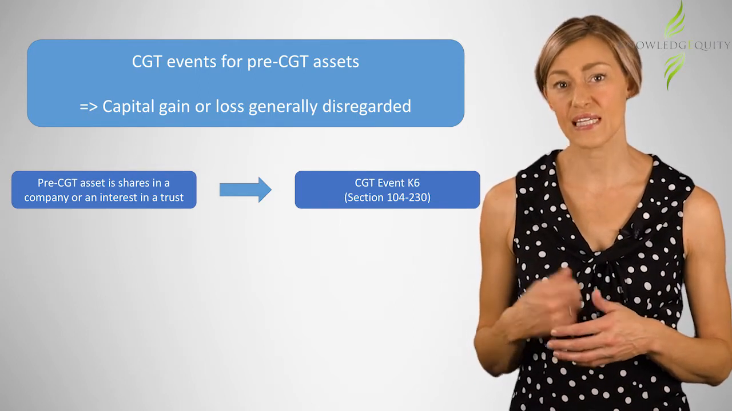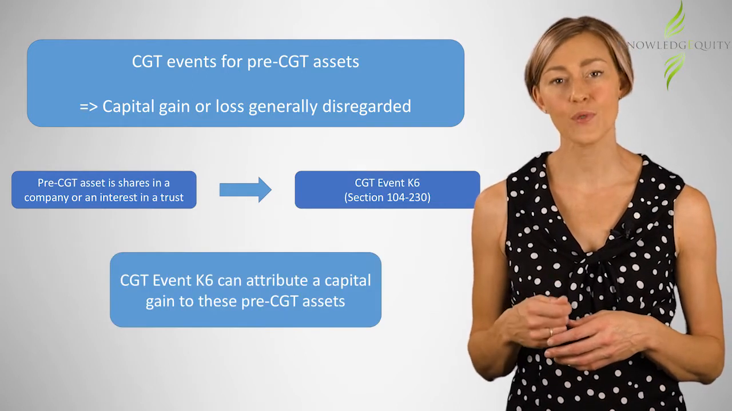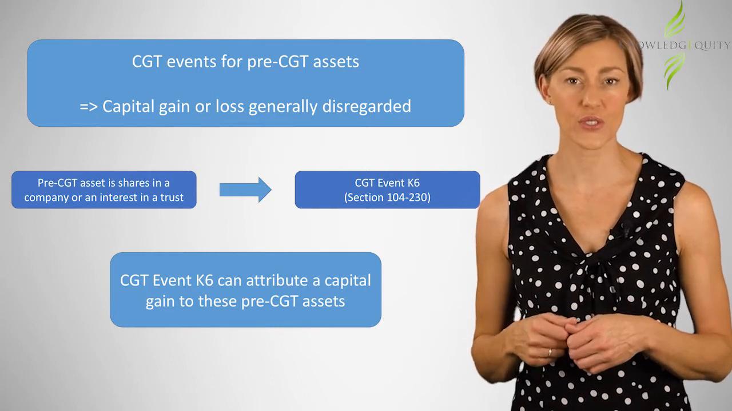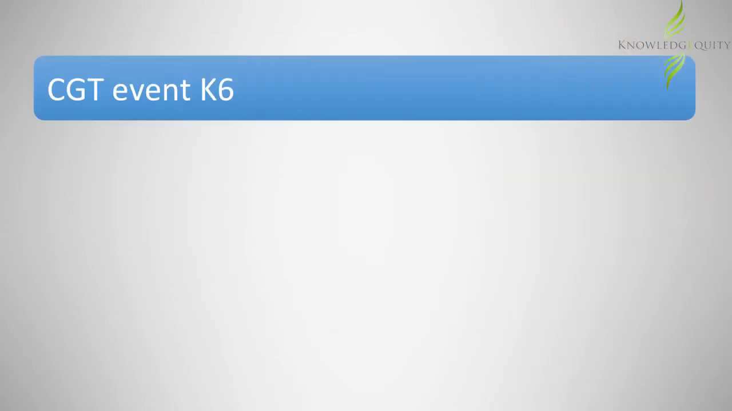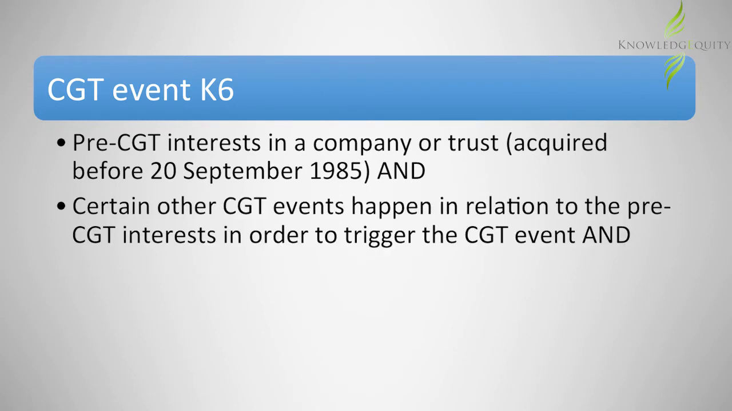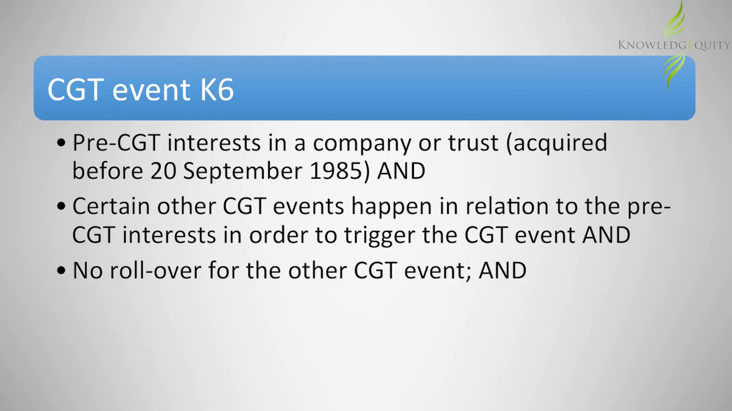Where CGT Event K6 applies, it attributes a capital gain when a CGT event happens relating to pre-CGT interests in a company or trust. The key requirements for Event K6 are: 1. That the taxpayer holds pre-CGT interests in a company or trust. That is, that they were acquired before the 20th of September 1985. And 2. Certain other CGT events happen in relation to the pre-CGT interests in order to trigger the CGT event. And 3. That there is no rollover for the other CGT event.